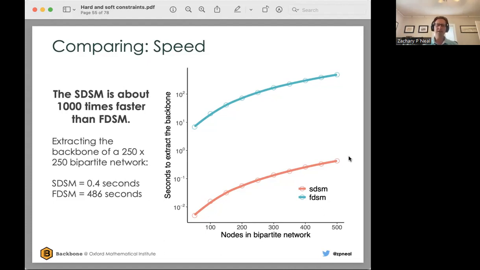So just to contextualize that, if we start with a 250 by 250 node bipartite network, extracting the backbone using SDSM takes somewhere around a half second, extracting it using FDSM almost 500 seconds. So there's a dramatic speed difference, and this is not a particularly large bipartite network. So for large networks, FDSM becomes almost computationally impractical. SDSM may be our only choice here.